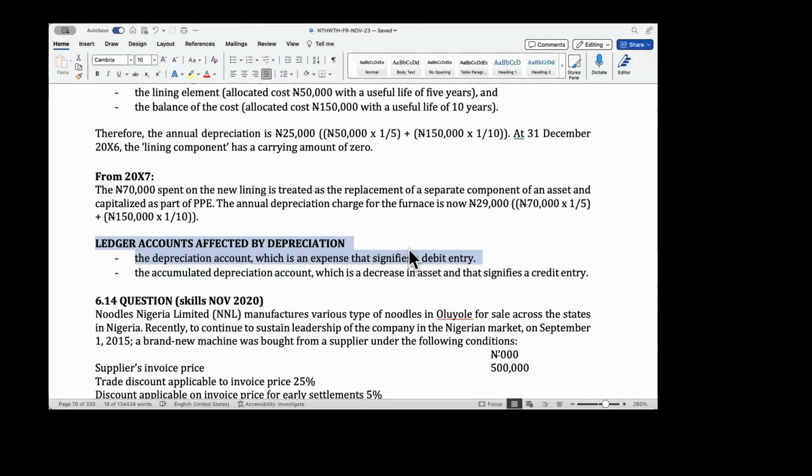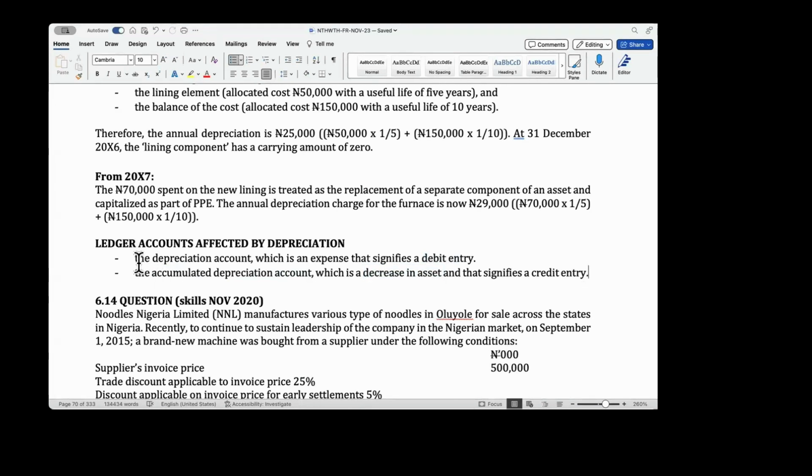So when you charge depreciation each year and you want to recognize it in your books, the first thing is there'll be a depreciation account, which is what goes to expense. That means you debit your P&L with a depreciation expense. And the other leg is the accumulated depreciation account, which you will use to decrease your assets. That is, you are going to credit an accumulated depreciation account.